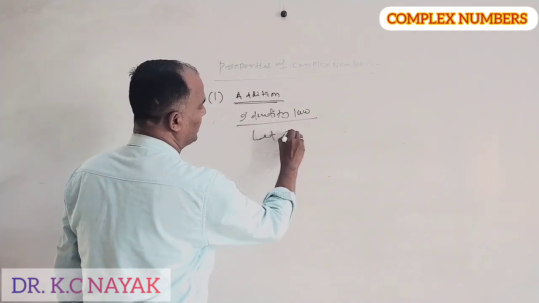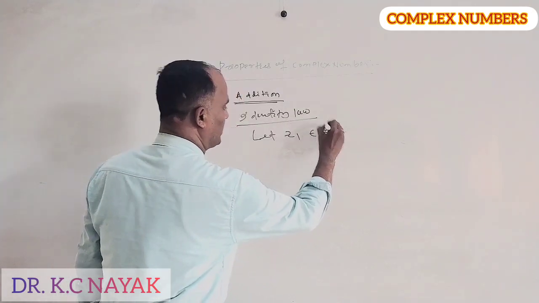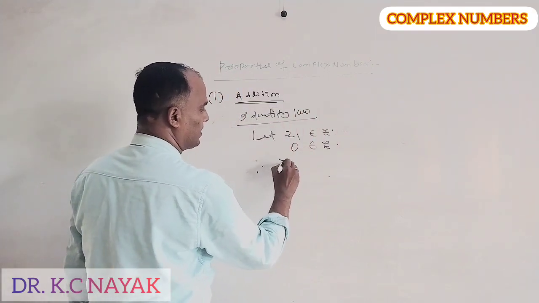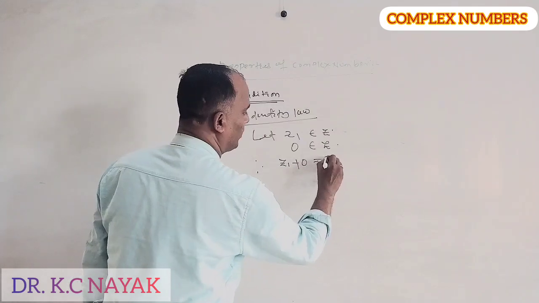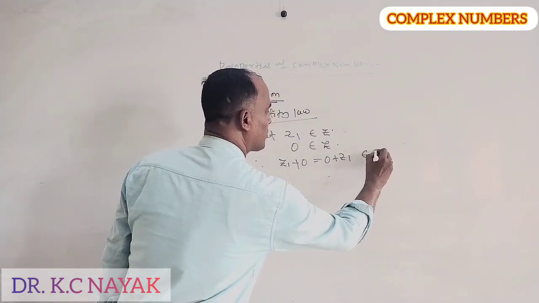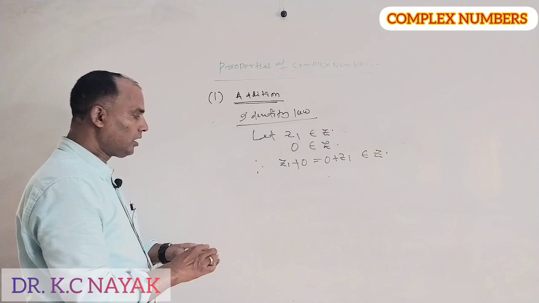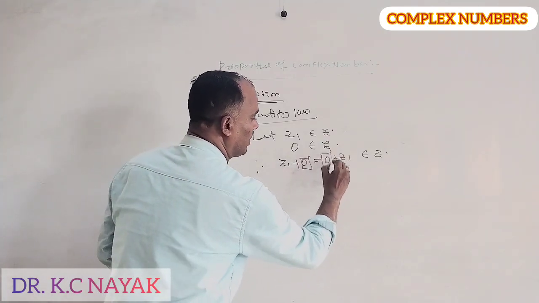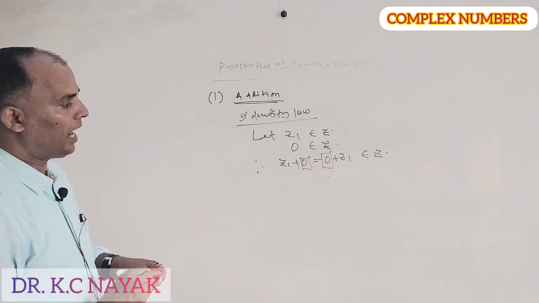Suppose Z1 belongs to Z and 0 also belongs to Z. That means Z1 plus 0 is equal to 0 plus Z1, which also belongs to Z. Here 0 is treated as the additive identity.